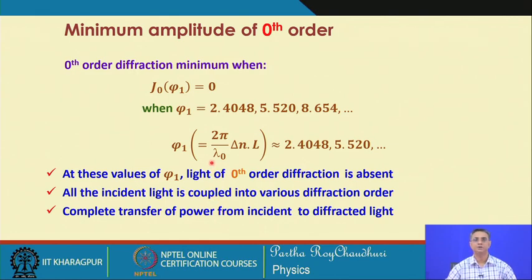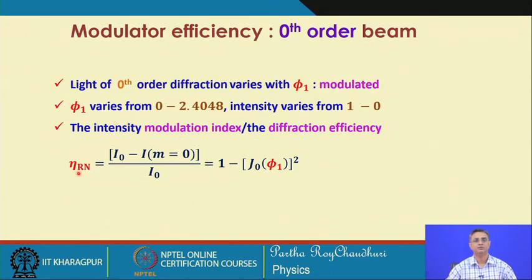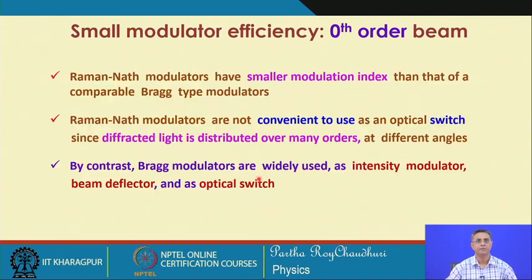So, the light will be modulated between 0 and 1, and the diffraction efficiency in this case will be equal to m equal to 0. So, I 0, for the 0th order, this is the incident beam and the intensity of the 0th order beam. So, from here we can calculate the diffraction efficiency. The intensity modulation index or the diffraction efficiency is given by this equation, which is very straightforward. So, on modulator efficiency, the Raman-Nath modulators have smaller modulation index than that of the comparable Bragg type of modulators.